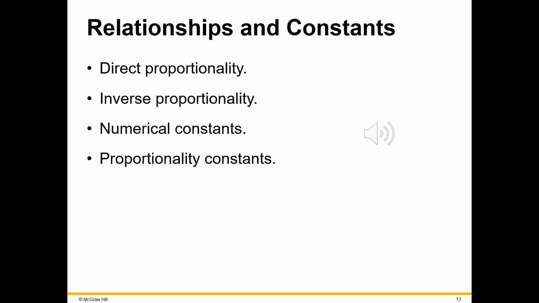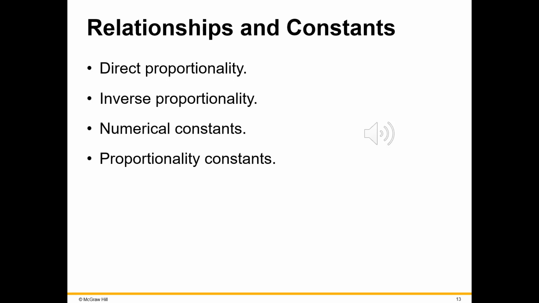An inverse proportionality, however, is where if one increases, the other would decrease. An example of this would be, say you have a full gas tank and you go on a trip. The amount of miles that you go is increasing as you're driving. The amount of gasoline in your tank would decrease. And this would be inverse proportionality. As one increases, the other decreases.